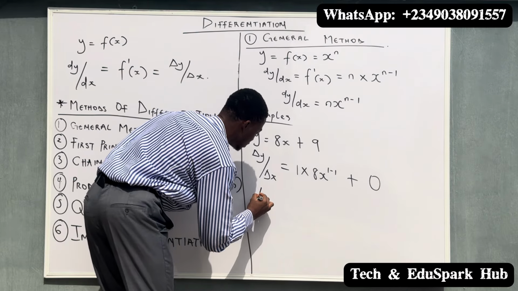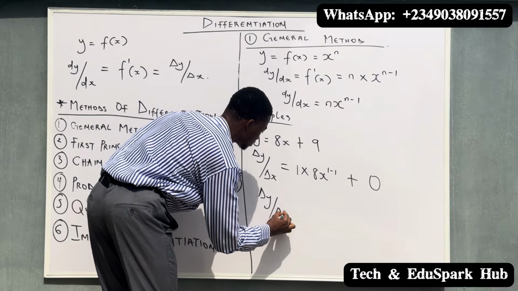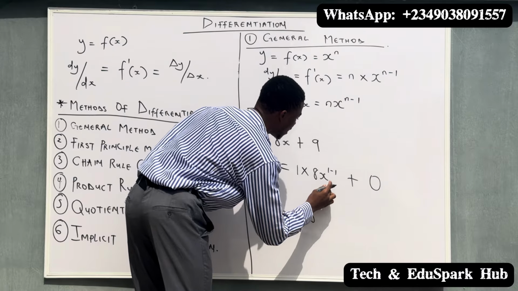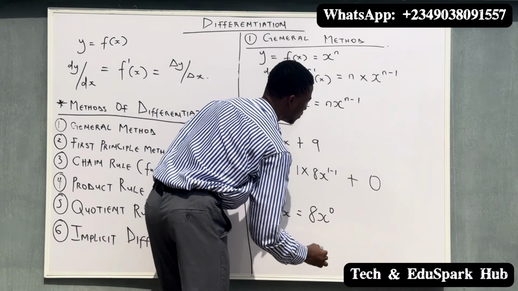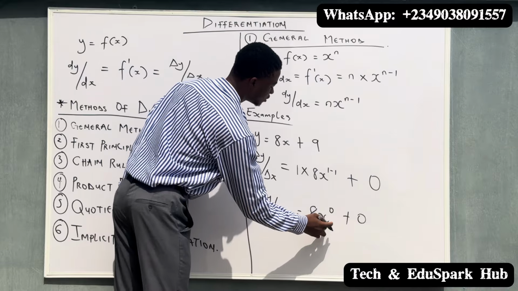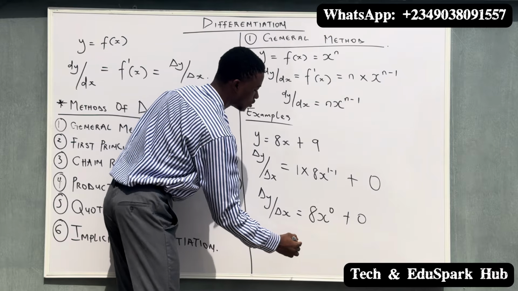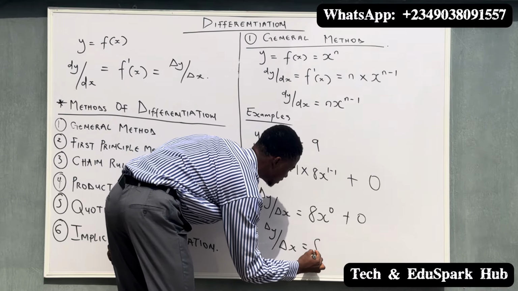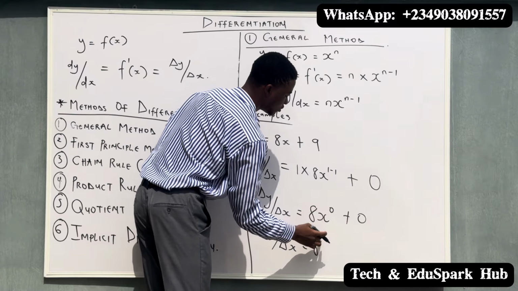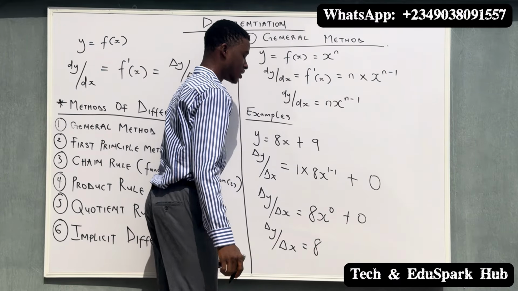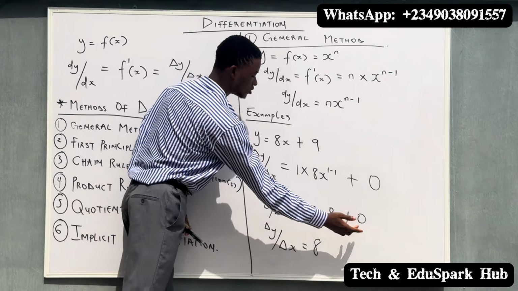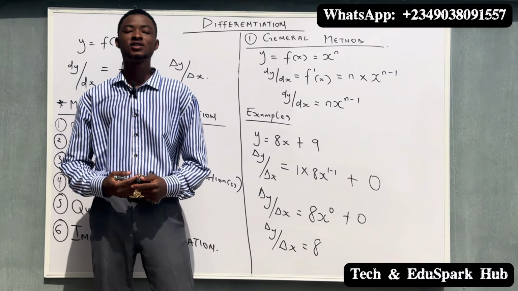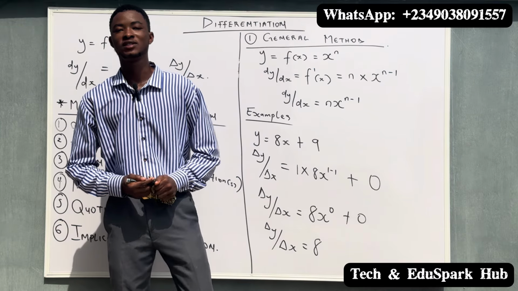So in this case, our change in y over change in x is equal to 1 multiplied by 8x, which will give us 8x. So we have 8x raised to power 0 plus 0. This 8x raised to power 0, we said anything raised to power 0 is 1. So we have our dy over dx equal to 8. So x raised to power 0 is 1, and 8 multiplied by 1 will give us 8. So this is our final answer to question of this type. So we ignore this plus 0. So we have the change in y with respect to x as 8. So this will be all on the general method of differentiation.